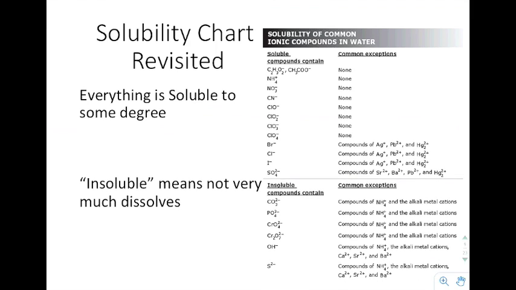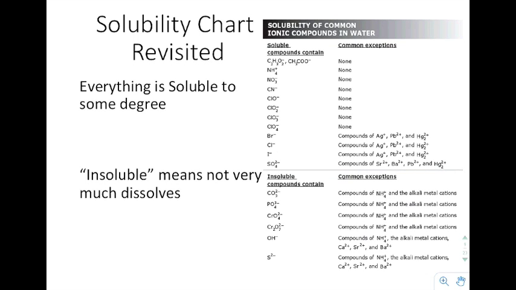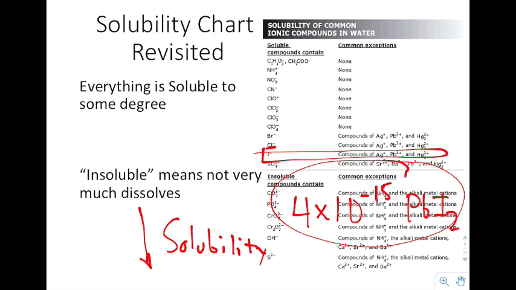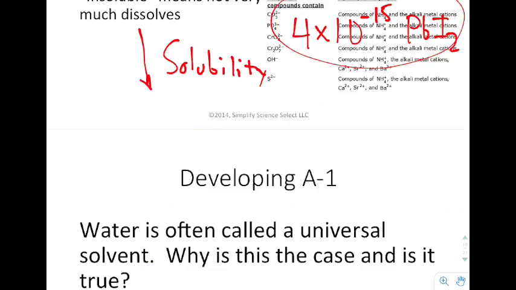So if we look at the solubility chart again, we said that everything is soluble to some degree. Whenever we say something is insoluble, we mean that it has a very, very low solubility. You can pretty much take anything and dissolve a little bit of it. But what I mean by a little bit is you can dissolve like 4 times 10 to the minus 15th of, say, lead iodide into a solution. So technically you can dissolve some of it in, even though it's classified as insoluble. So really when we're talking about solubility, we're saying to what degree can you dissolve it in water.